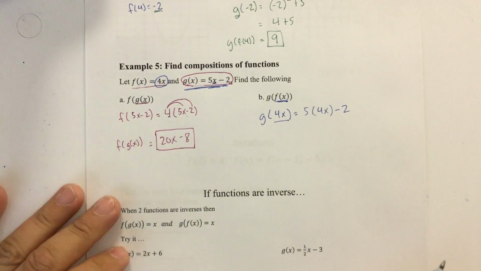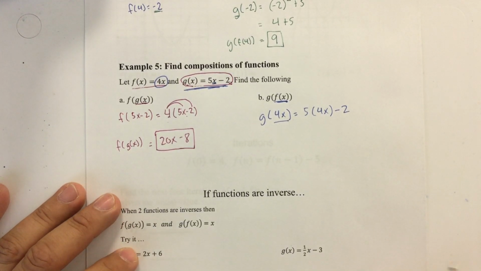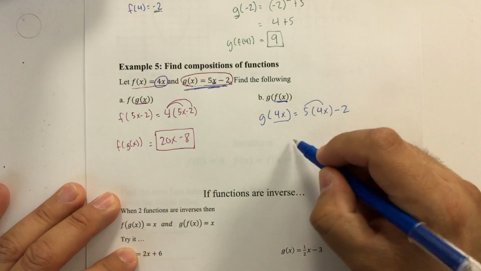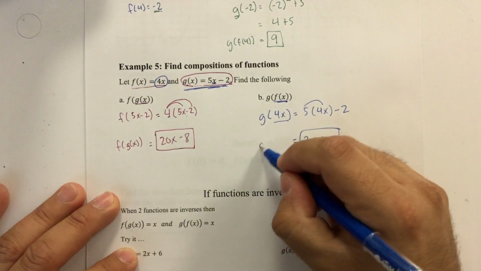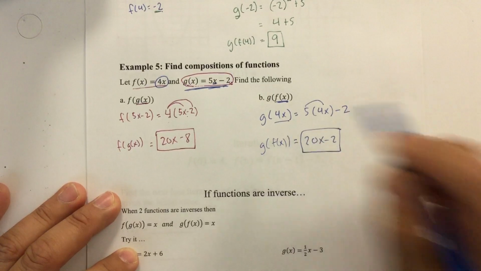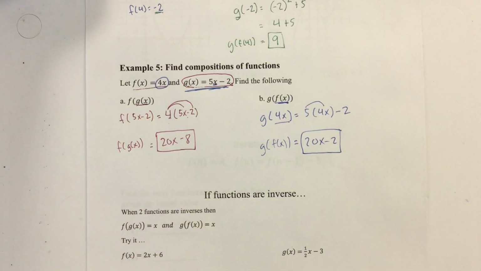All right, can somebody distribute this for me? What do we get? 20x minus 2. That's the answer I'm looking for. Again, if you want to put g of f of x, that is your call. Any questions?